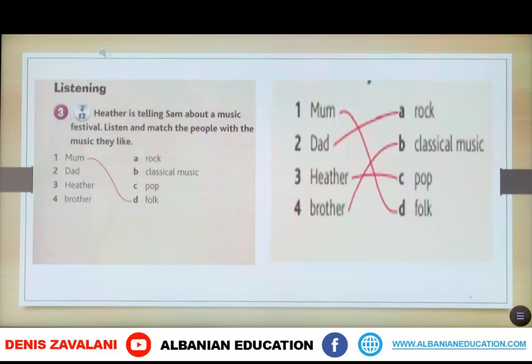Okay, probably you got the answers right. So Mom likes folk, Dad likes rock, Heather likes pop, and her brother likes classical music.